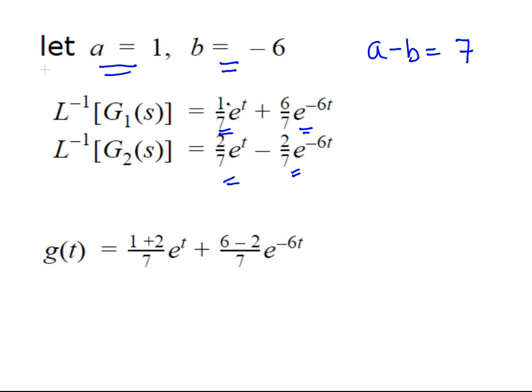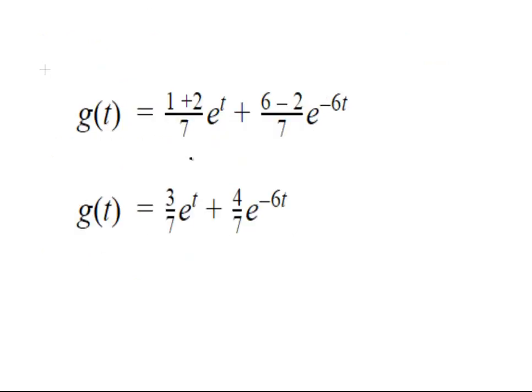Let's just add up like with like. We have 1 over 7 e to the t, plus 2 over 7 times e to the t. Let's add them up there. 6 and minus 2, add them up there: 6 over 7 minus 2 over 7 times e to the minus 6t. This is just tidying it all up. So we have 3 over 7 e to the t plus 4 over 7 e to the minus 6t, and again t greater than or equal to 0. Just put that in there as well.